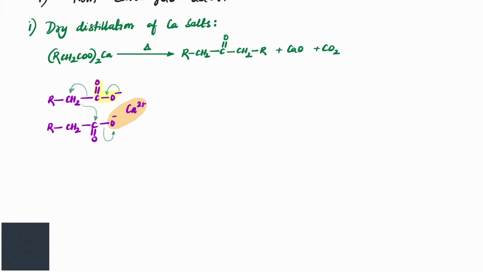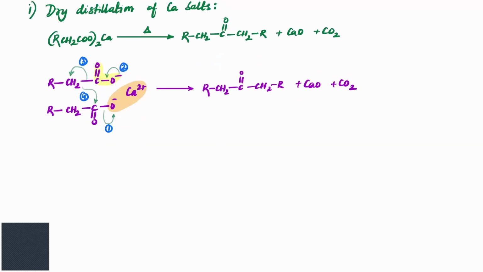So step by step, if at all I say what steps are taking place, it is like step 1, step 2, step 3, and step 4. And putting all of them together, what do I get here? I'll get RCH2-C(=O)-CH2R plus CaO plus CO2. Okay, so this is what you would get on dry distillation, everybody.